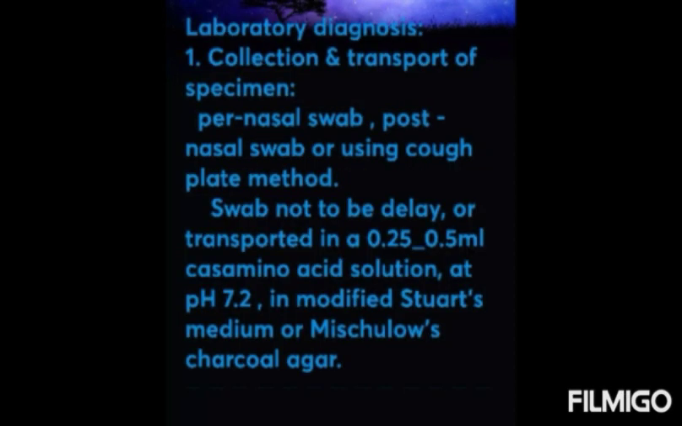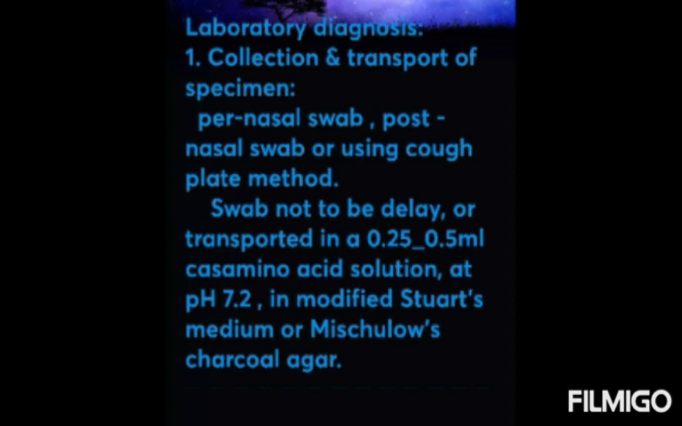In laboratory diagnosis, the first step is collection and transport of specimens. Respiratory samples can be collected by perinasal swab, postnasal swab or using the cough plate method. Some fatty acids present in cotton may inhibit the growth of the bacilli, so we use dacron or calcium alginate swabs for specimen collection. The important point is that we do not use cotton for swab collection because it inhibits the growth of the bacilli.